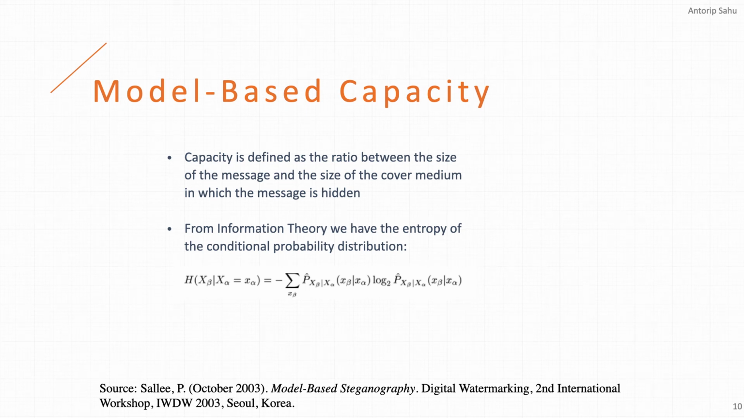Capacity is defined as the ratio between the size of the message and the size of the cover medium. We would want to find out how large a message can be hidden inside a cover message. If the random variable x beta is considered to be used as an information channel, from information theory we have the entropy of the conditional probability distribution given by this formula. We can measure capacity for given x alpha with this formula.